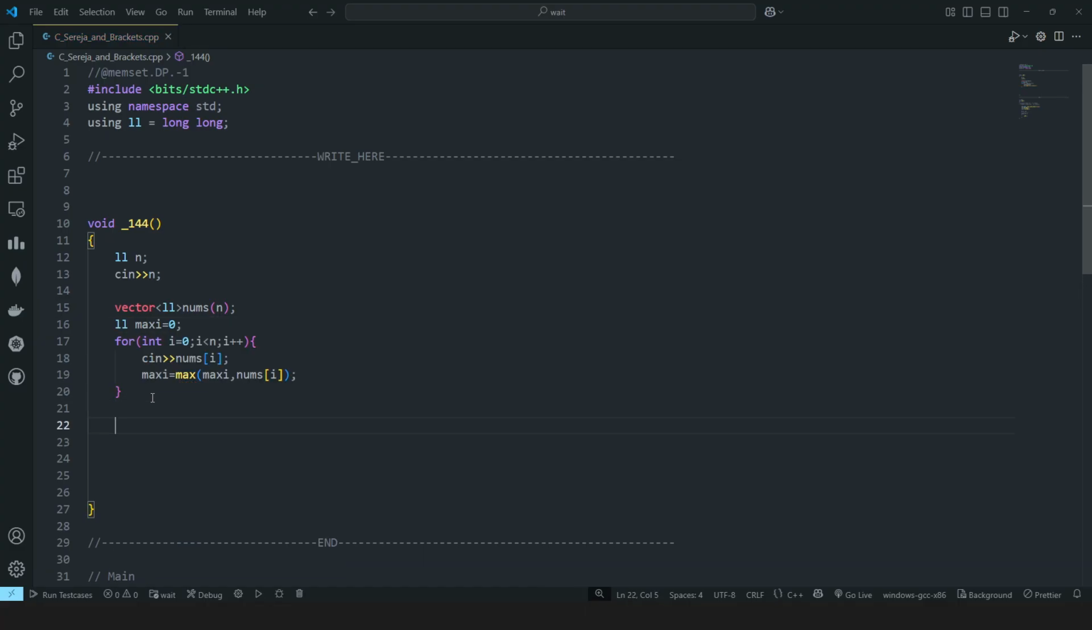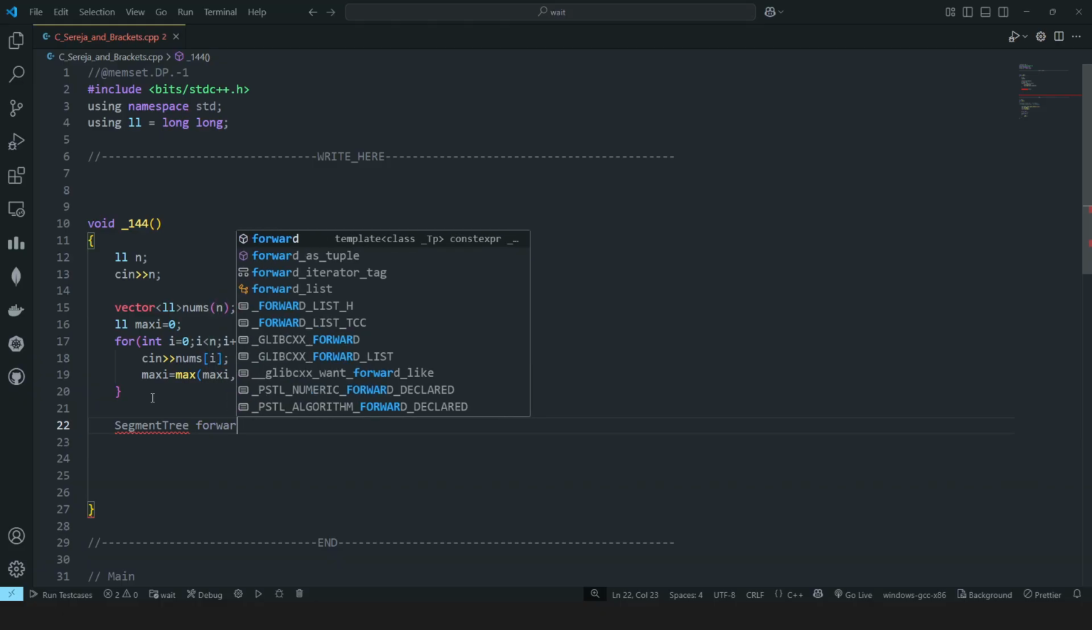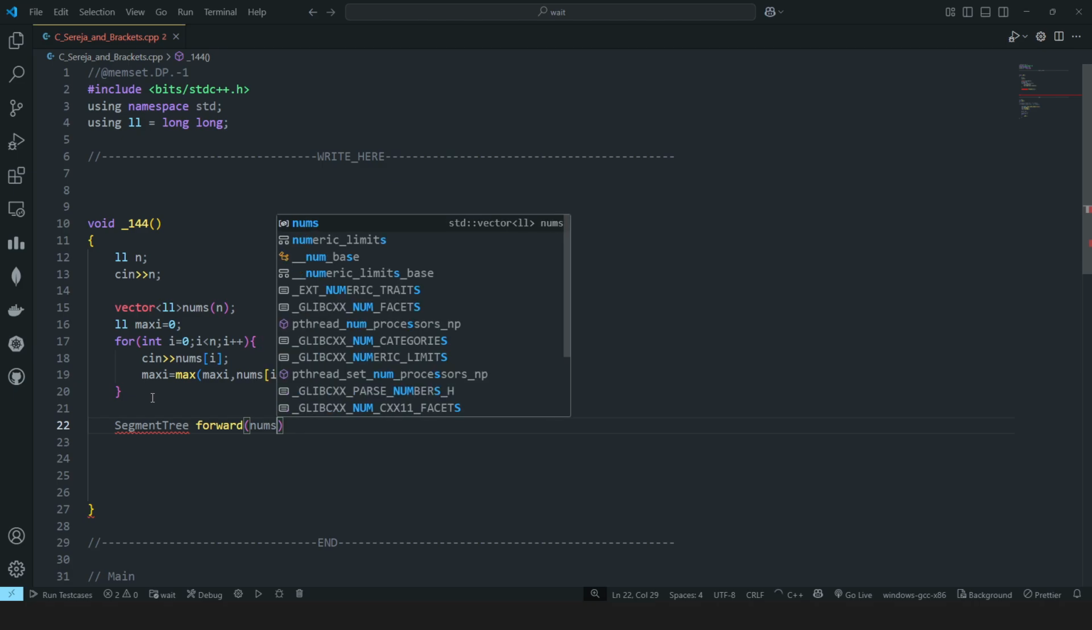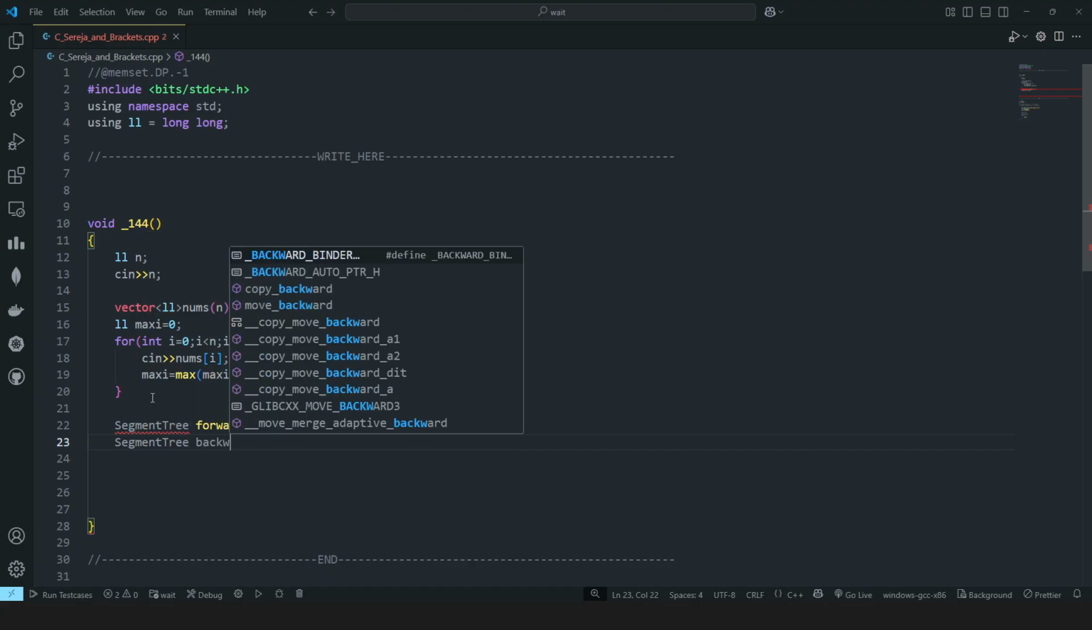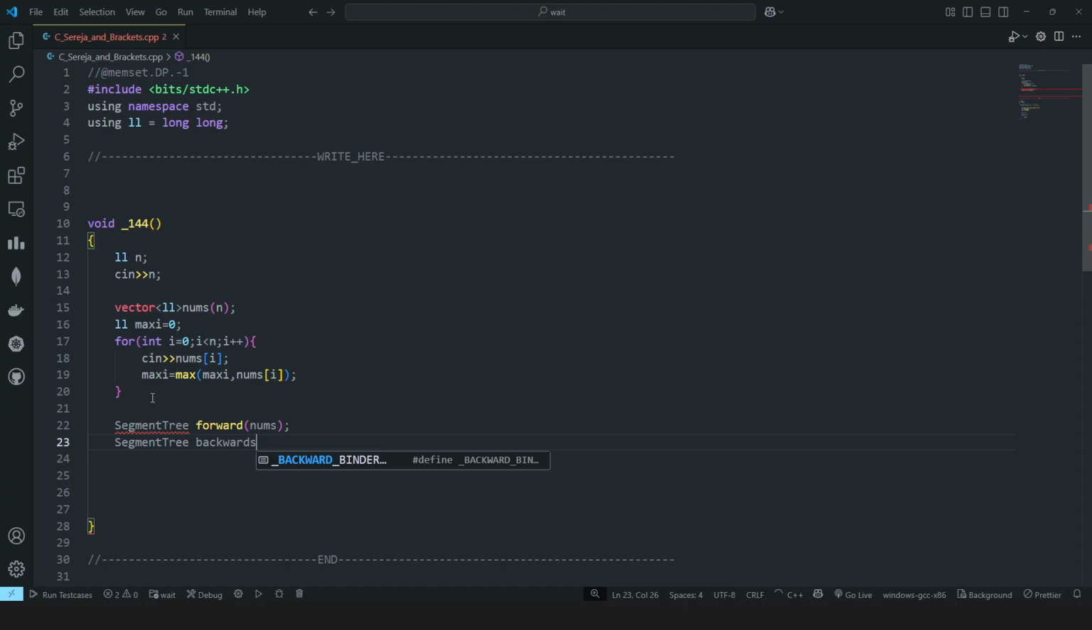Once we have done this, I will declare my segment tree here. I will use this first segment tree to calculate the number of elements greater than the current element present on the left side. So let me name this the forward segment tree array, like this. And similarly, I can construct another segment tree that will give me the number of elements smaller than the current element on its right side, like this.